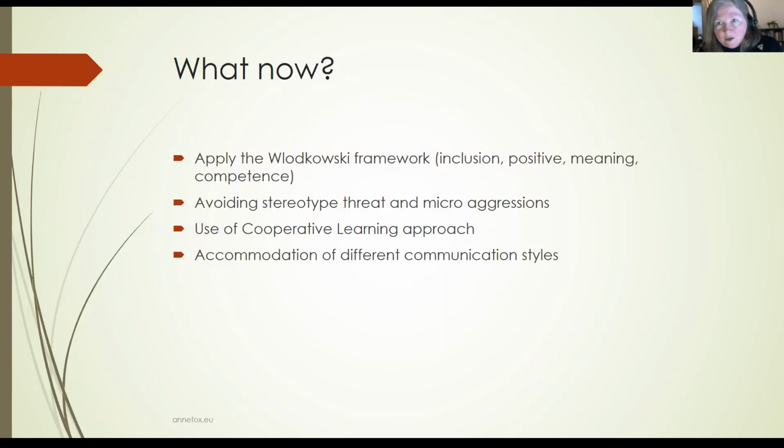I don't have a recipe for transferring them. These are initial thoughts. And I think they would have value in the intercultural training room. And I don't know if you agree.